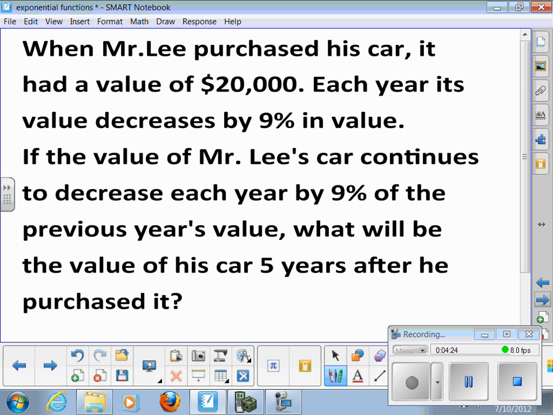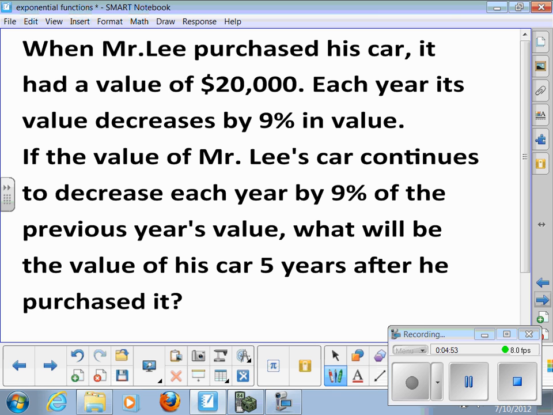So let's say Mr. Lee purchased his car and it had a value of $20,000. Each year its value decreases by 9% in value. So cars often become less and less valuable. If the value of Mr. Lee's car continues to decrease each year by 9% of the previous year's value, what will be the value of his car 5 years after he purchased it?